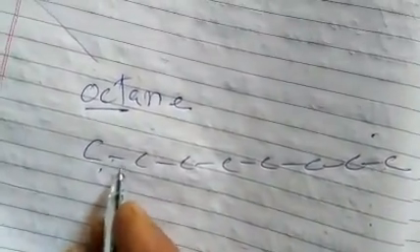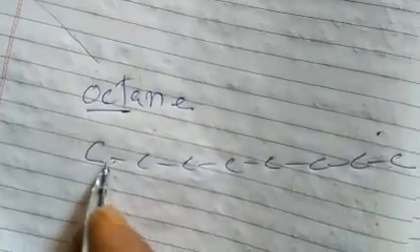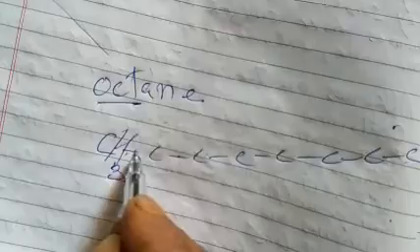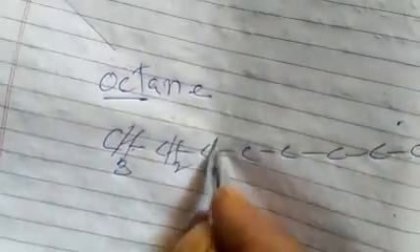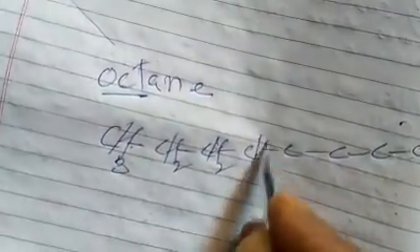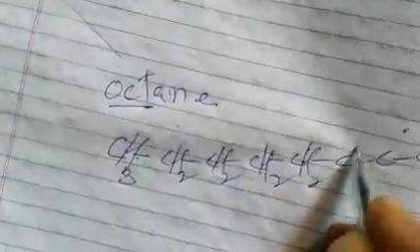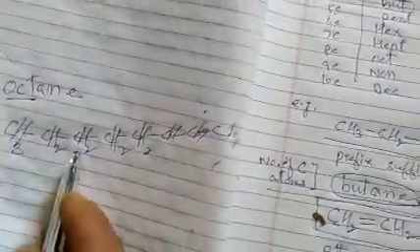Since each carbon forms 4 covalent bonds, here will be 3 hydrogens. Here are two bonds, so there will be two hydrogens. Here will be two, here will be two, here will be two, here will be two, and here will be three. Now its name will be octane, and this will be its structure.